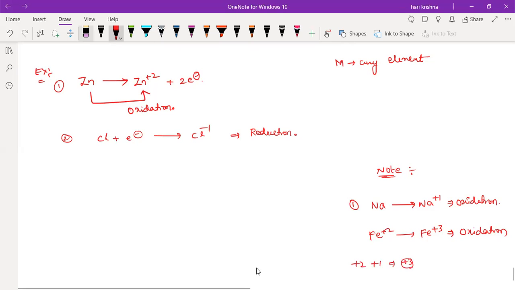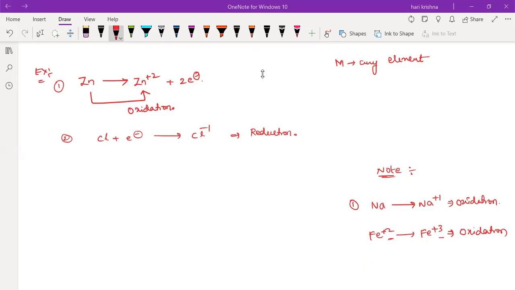So in simple words, we can say that moving from a lower oxidation number to a higher oxidation number is oxidation. Is my statement clear for everyone?